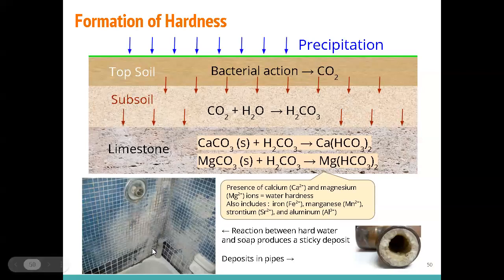So if you go traveling in the Western countries, sometimes this is what you see, okay, in the bathroom, because there is accumulation of the ions on the wall that's coming from the water. So even if you're cleaning that very frequently, you will still see something like this. And you can also see that inside the pipes, the deposits inside the pipes.